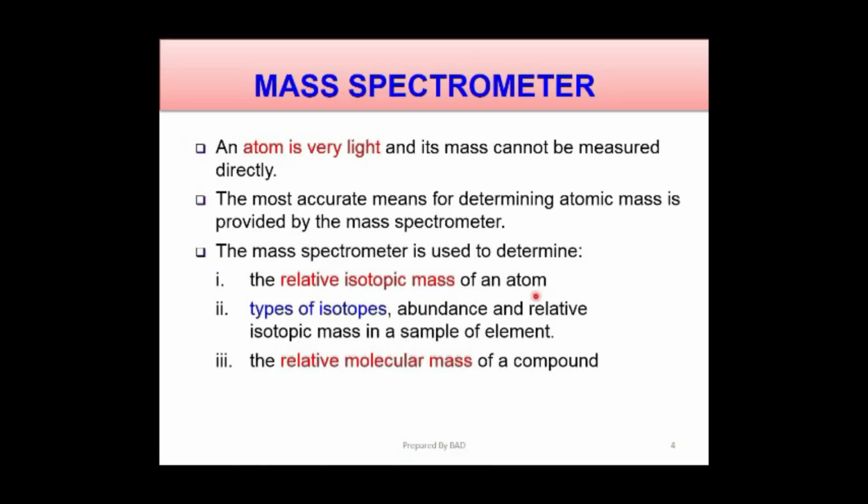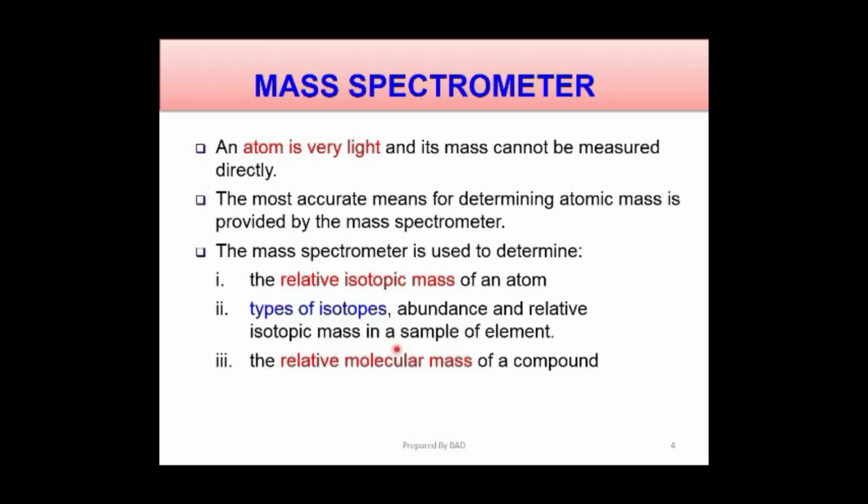So the mass spectrometer is used to determine, number one, the relative isotopic mass of an atom, because as we discussed earlier, each atom actually exists as isotopes. So we want to determine the exact mass of each atom. The second one is the types of isotope, its abundance, and also the relative isotopic mass in a sample of an element. From the mass spectrometer we can also identify the types of isotope.